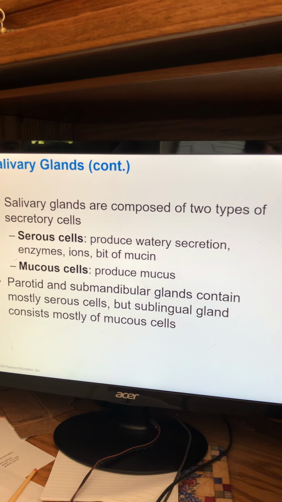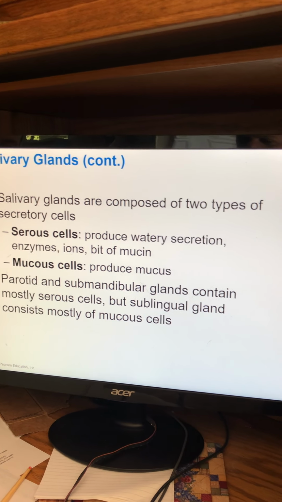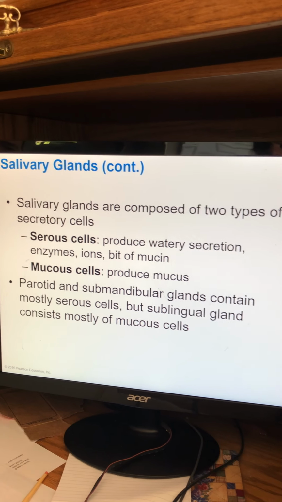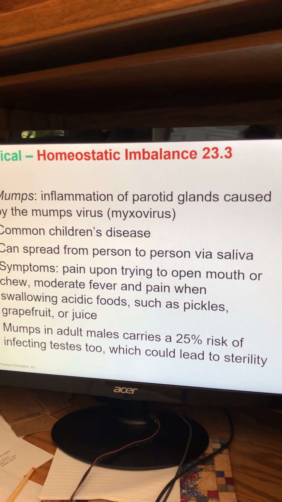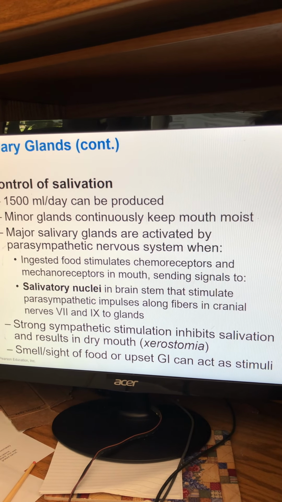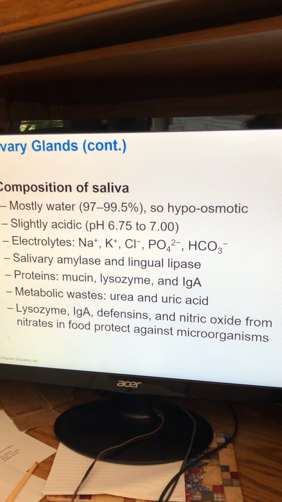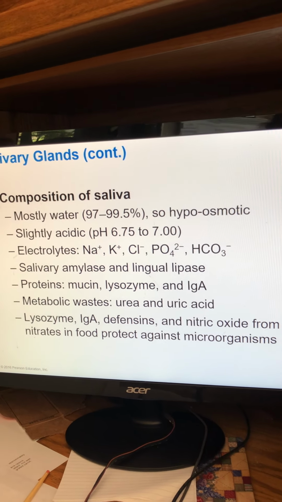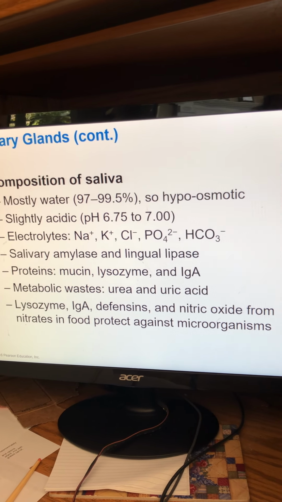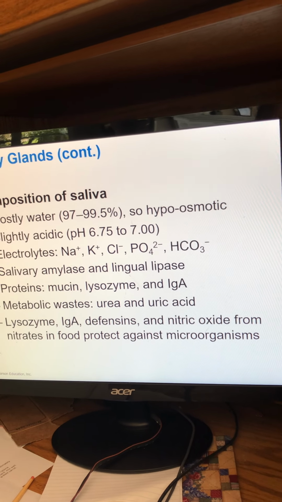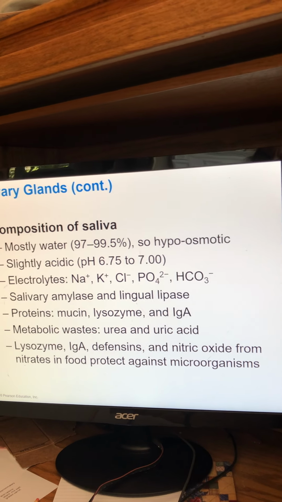Salivary glands have two types. One are serous, which is kind of watery. The other is mucus, which is kind of producing mucus ones. And so that's going to be mixed together along with your food so that you can swallow it. If you see this composition of saliva is basically 97 to 99.5% water. It is slightly acidic. A lot of things in your body need to be slightly acidic, first of all, to destroy any bacteria that might come in contact with your mouth.